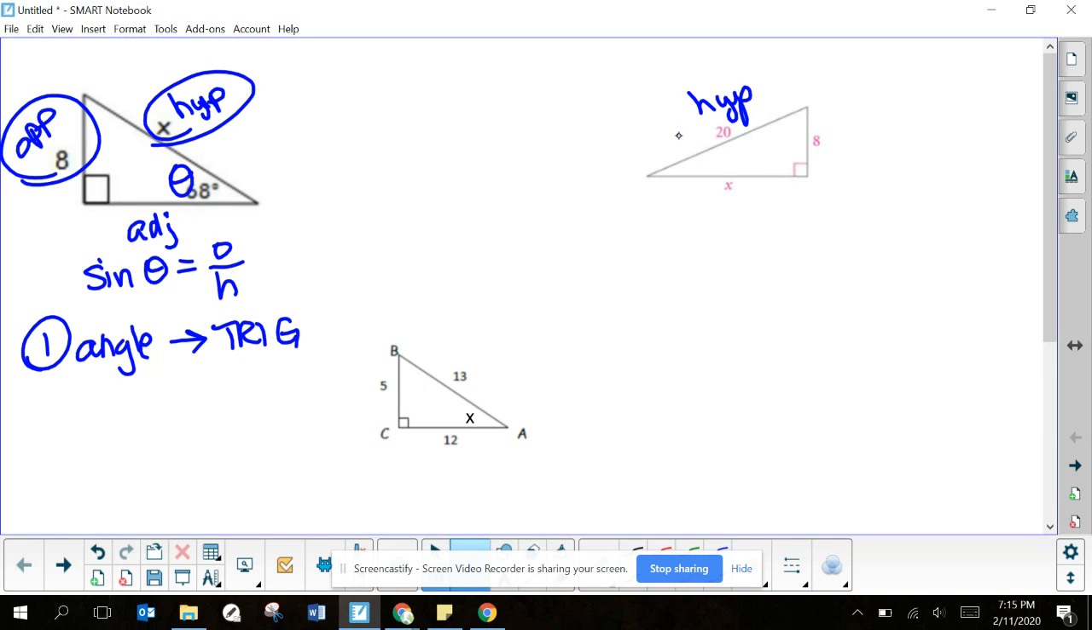So we could think of it as a C, an A, and a B, and use Pythagorean theorem to find x squared. So when we have no angles, we're going to use Pythagorean theorem.